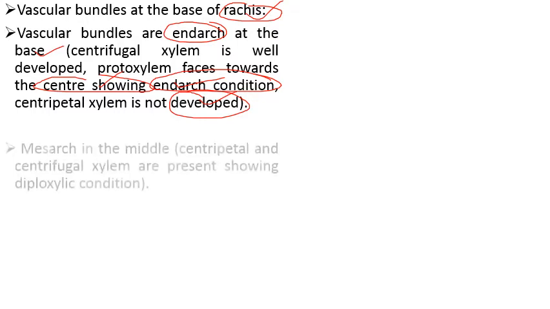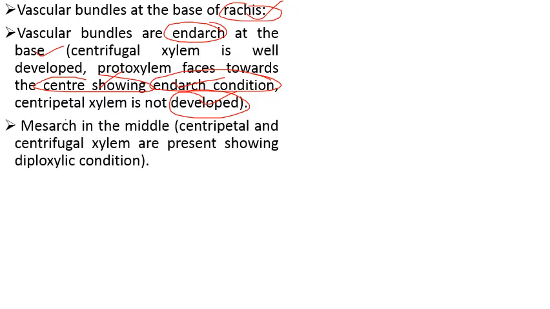Then in the middle portion, the condition is mesarch. Here centripetal and centrifugal xylems are present showing diploxylic condition. In the middle portion, both xylems are present, centripetal as well as centrifugal xylem.